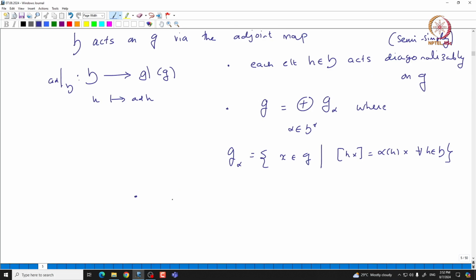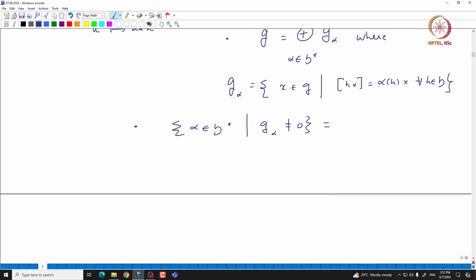So, now if you think about it, what root spaces will survive? Those alpha in h star such that g alpha is non-zero. So, then this is going to be exactly equal to the following set. This is just 0 union phi, where phi is epsilon i minus epsilon j, which is restricted to h, where i and j come from 1 to n plus 1. So, we have to assume that i is not equal to j.